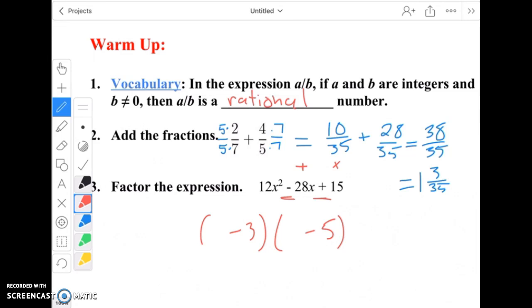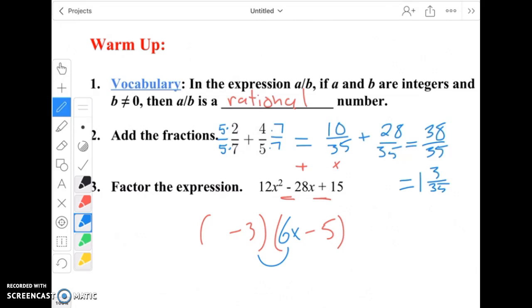Now, that 12x, I have a couple of options, but they have to add up to get to that negative 28. So it could either be like 6x and 2x, or it could be like 4x and 3x. So I want to think of numbers that I could possibly get to that negative 28. So you might have to try more than one thing, and that's okay. What I would ask is that if you try something and don't get it right, don't just give up. Try something else. But I know that 6 times negative 3 will get me negative 18.